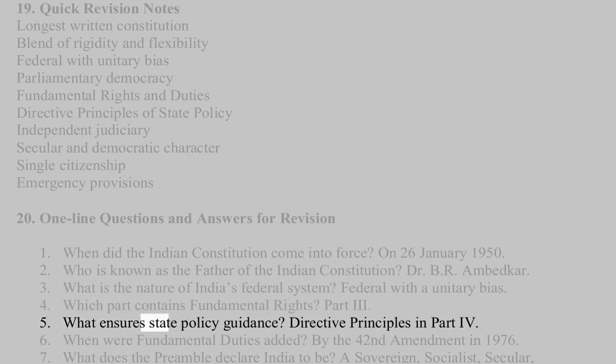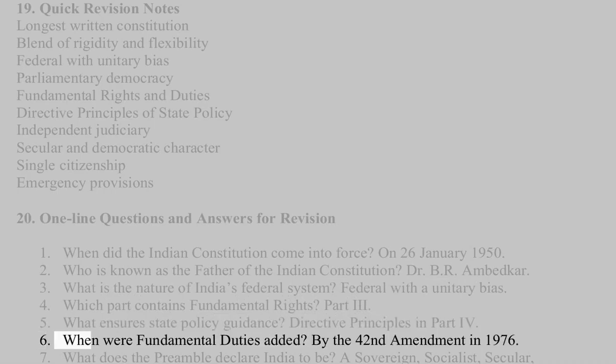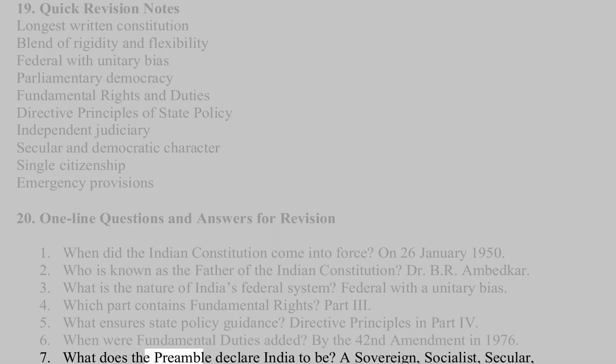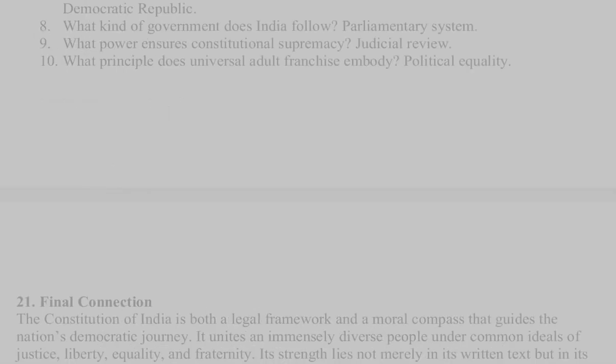5. What ensures state policy guidance? Directive principles in Part 4. 6. When were fundamental duties added? By the 42nd Amendment in 1976. 7. What does the preamble declare India to be? A sovereign, socialist, secular, democratic republic. 8. What kind of government does India follow? Parliamentary system. 9. What power ensures constitutional supremacy? Judicial review. 10. What principle does universal adult franchise embody? Political equality.